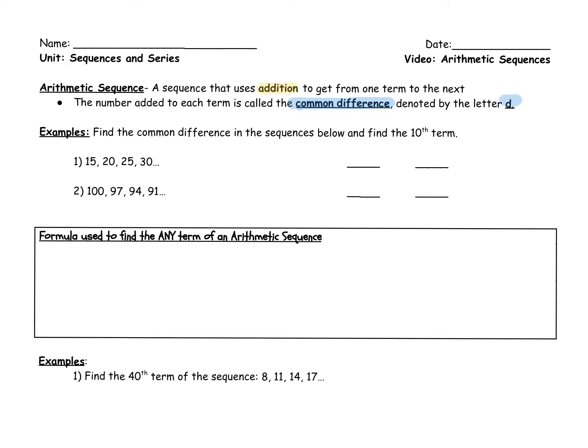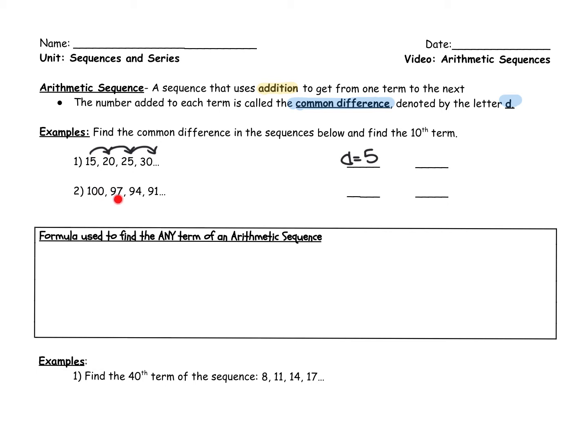So let's take a look at these examples. It says find the common difference in the sequences below and find the 10th term. So how am I getting from 15 to 20 to 25 to 30? It looks like we're just adding 5 from one term to the next. So we call that our common difference and we label it with the letter D. So D equals 5.